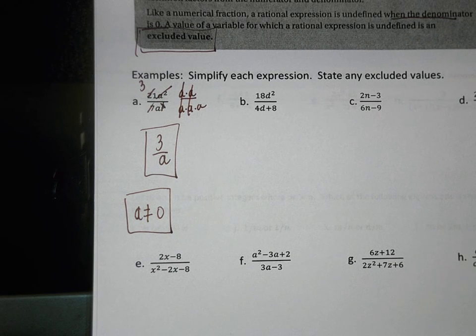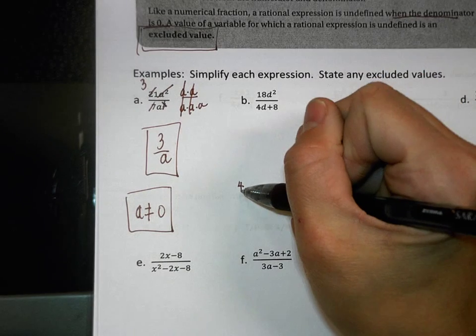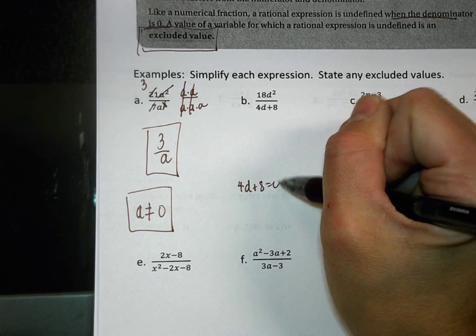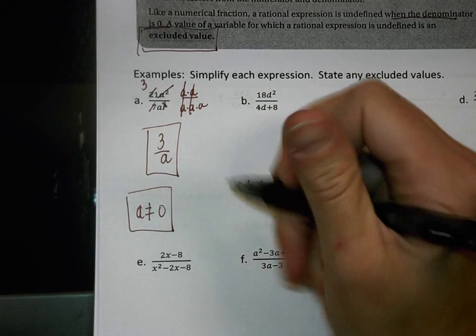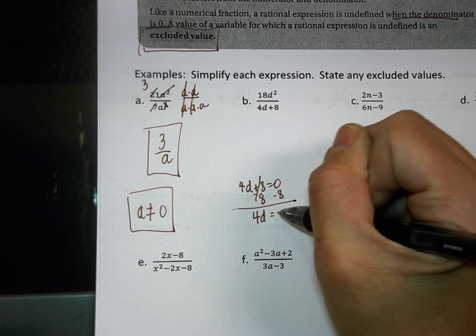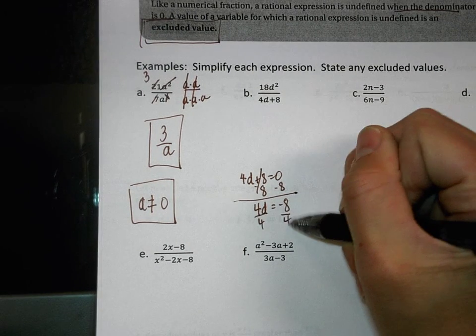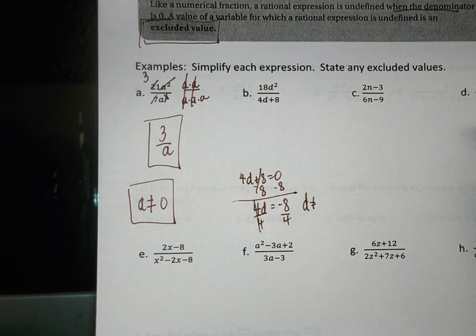Okay, so right now on B, how could we figure out what would make the denominator 0? If you're ever not sure, all you have to do is take your denominator and set it equal to 0. So I'm going to put 4D plus 8 equals 0. And if we were to solve that, we would subtract 8. 4D equals negative 8. And then I would do what? Divide by 4. And so D cannot equal what value? Negative 2.